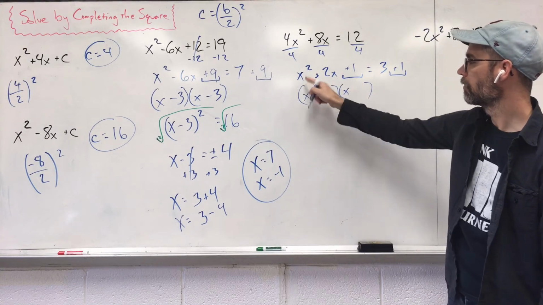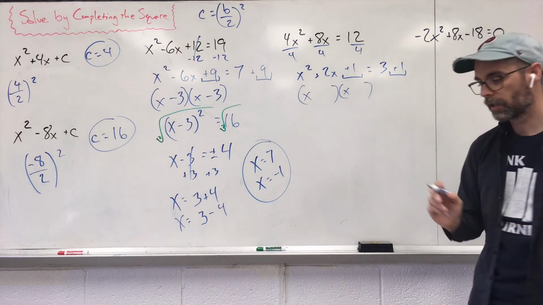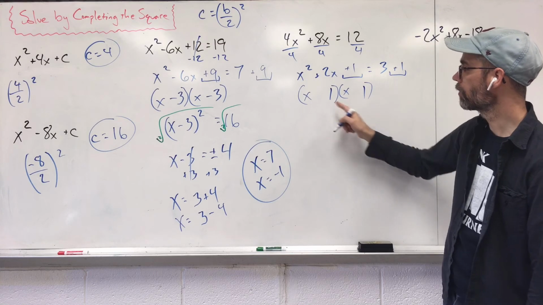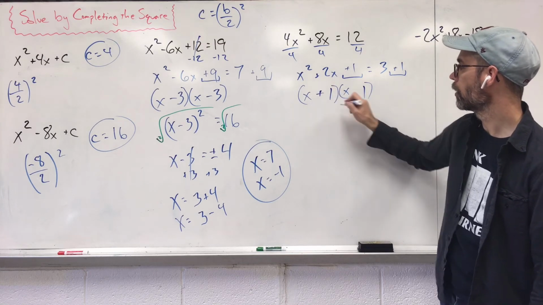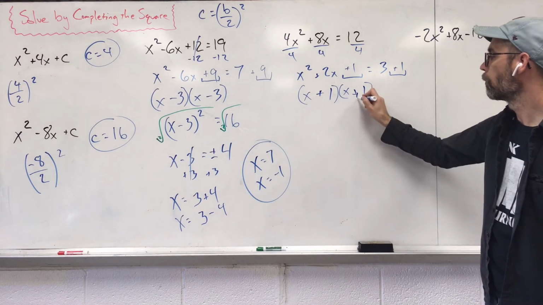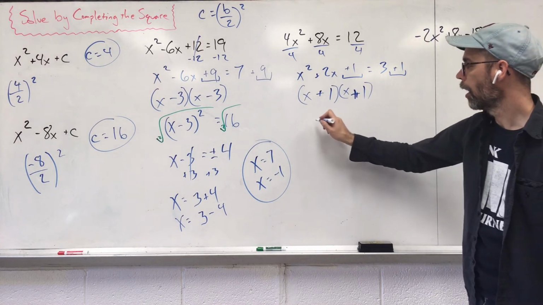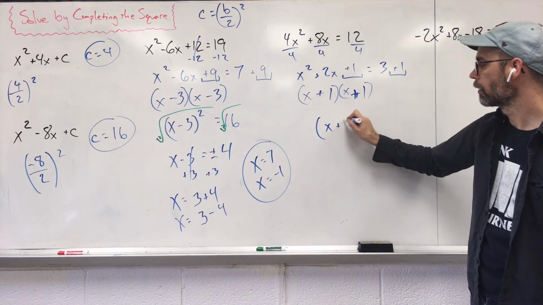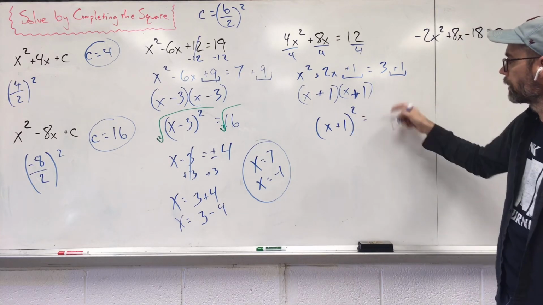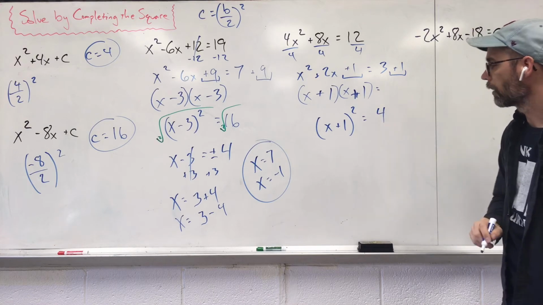X and x give me x squared. What two numbers multiply together give me 1? 1 and 1. We need signs. 1 times 1, we need a positive positive to get a positive there. Because they're both the same, I'm going to rewrite just 1 and put an exponent there. On the right side, bring down, we get a 4.